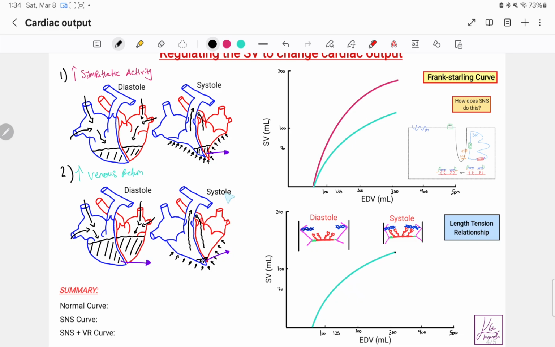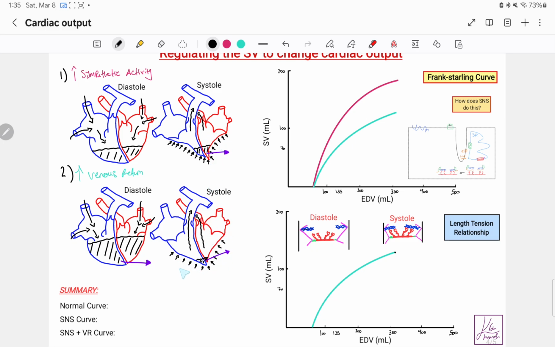But what do you notice between the systole phase? Well, in the systole phase, sure, there is actually less blood remaining inside of the venous return heart right now. But the sympathetic activity heart, what do you notice about it? Does the ventricle size look a little smaller as compared to this guy? It does. It does look a bit smaller.